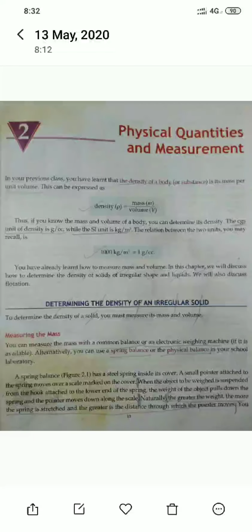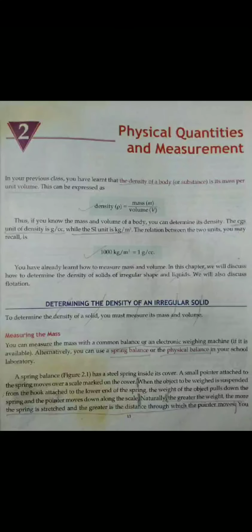Good morning, class. Today we are going to start the new chapter, Physical Quantities and Measurement. You have already studied in your previous class that density is equal to mass upon volume, and that the SI unit of density is kg per meter cube, and another unit of density is gram per centimeter cube. Then you have already studied that 1000 kg per meter cube is equal to 1 gram per cc. So these are the things that you need to remember always.